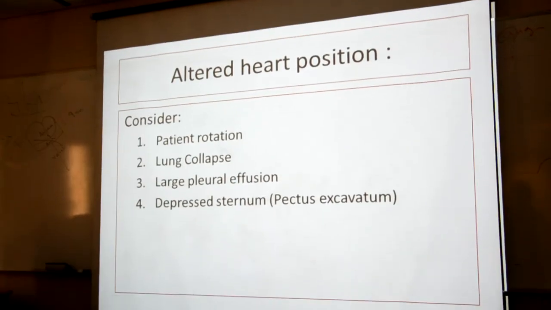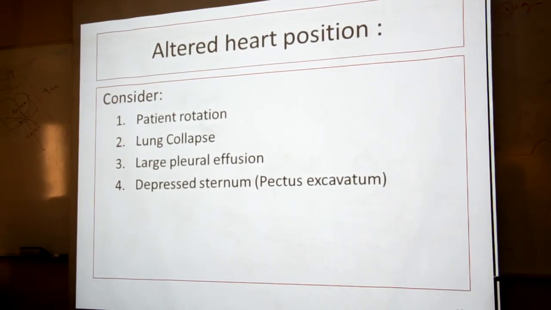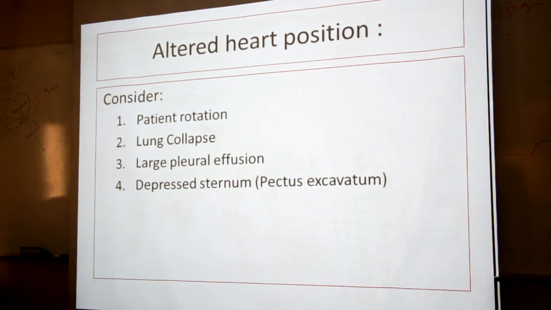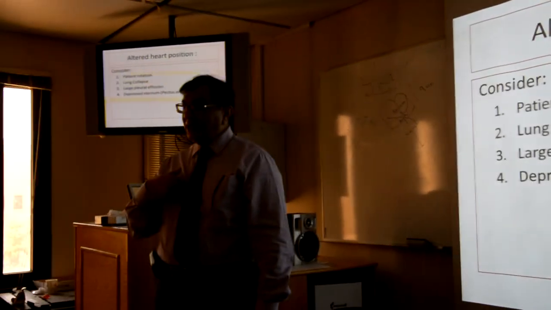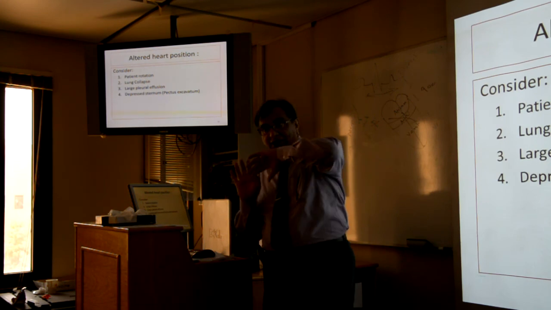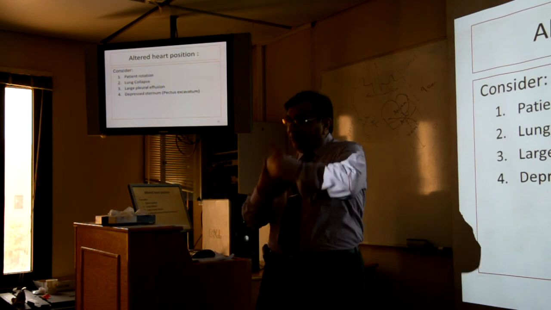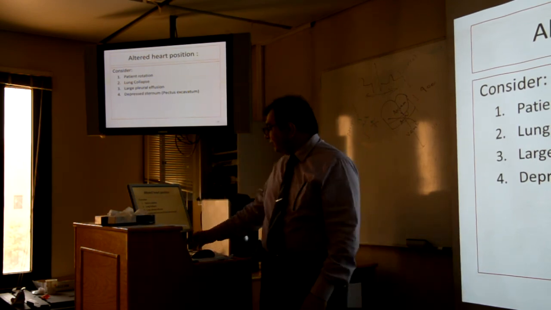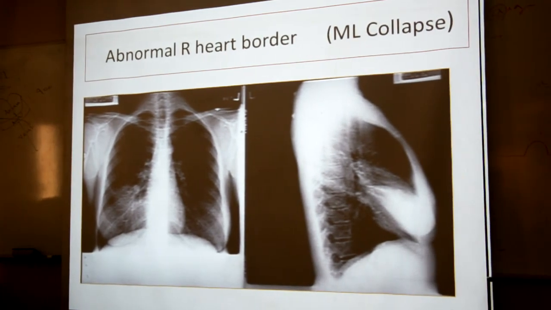So, an altered position of the heart is either due to poor centering when we are taking the X-ray, or there is a collapse, or there is a large effusion which is pushing, not pulling. Or sometimes there is a bony pathology. The sternum is depressed and it pushes the heart to the left side, giving a false impression that the heart is on the left side. But actually it is deviated because of the pathology of the sternum, which can be clear clinically as well as on the lateral view of the X-ray.